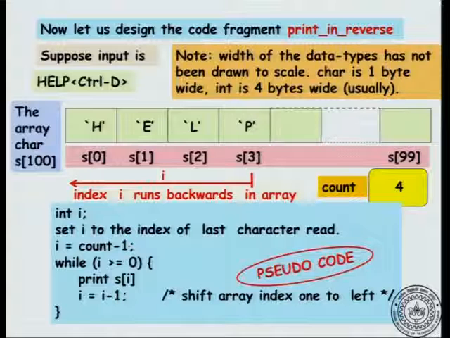Now while I is greater than or equal to 0, we will start from S of 3, then print S of I, so we will print S3, then decrement I, because you have to go back to the previous character. So I becomes 2, I is still greater than or equal to 0, so you will print S2, decrement I, so I becomes 1, so you will print E, then decrement I, I becomes 0 and you will print H, you decrement once again, I becomes -1, so you will exit the while loop.